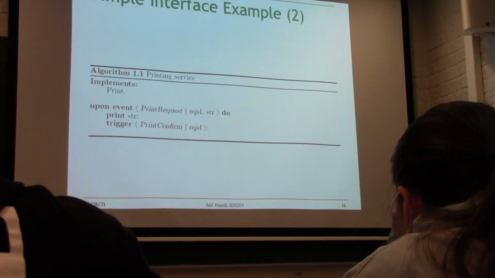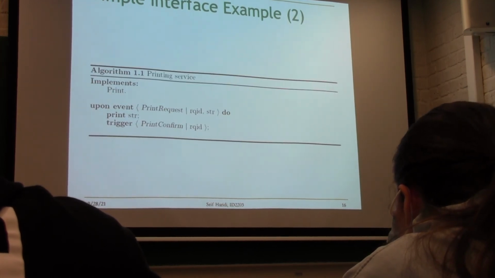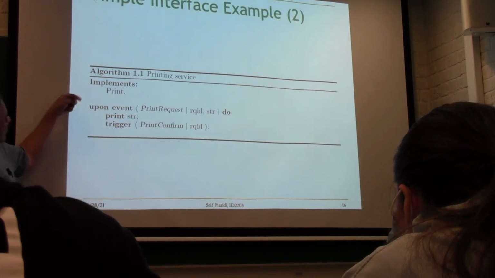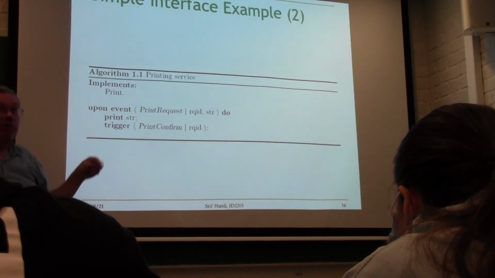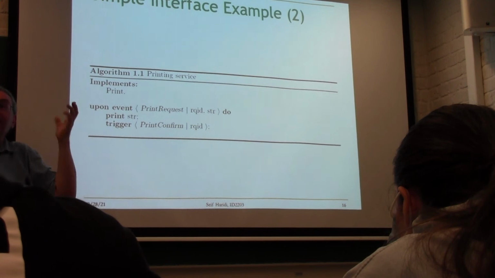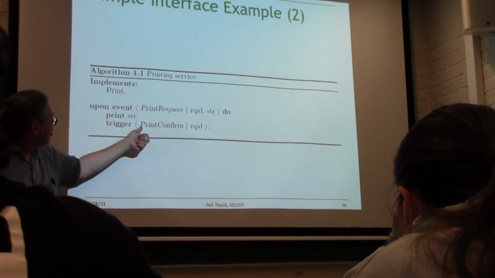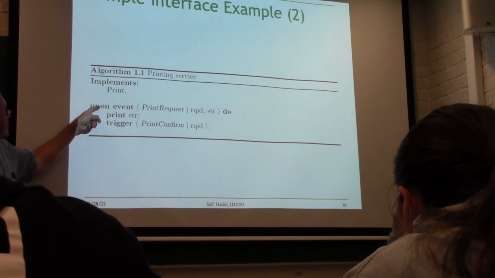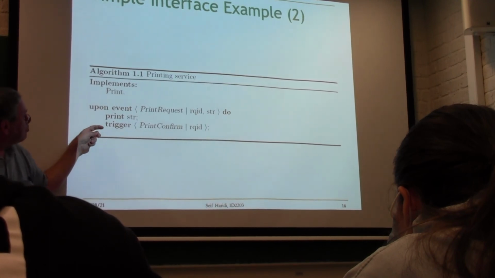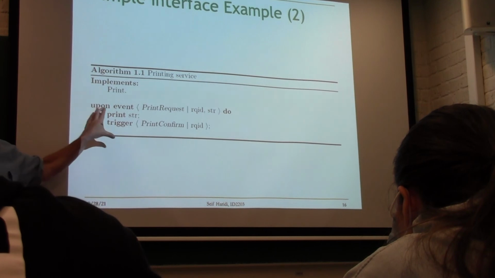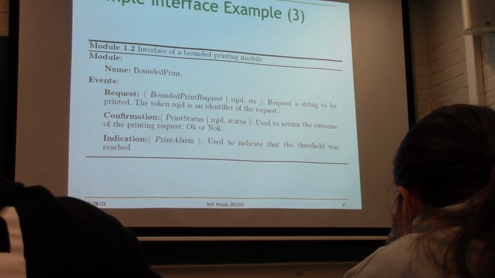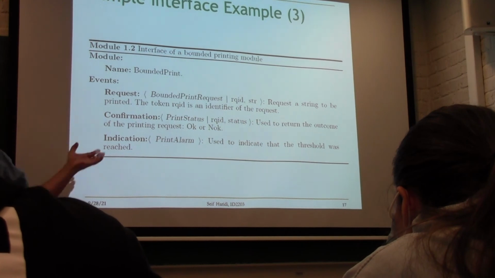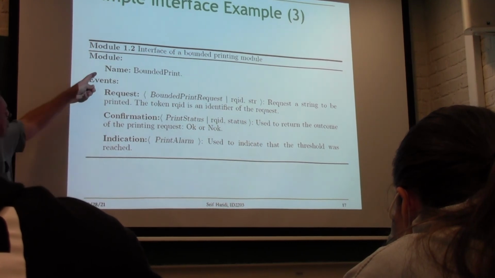And here's the code. Our first piece of code, this is completely trivial. You have only one little box. Upon event print request, I'm assuming that there's an actual function called print here. Print string, and then I trigger print confirm. That's it. Here I receive print request, I send print confirm. This is really simple, but you see the idea. But let me at least show you one or two slightly more complicated ones, because everything else is going to be more complicated later on. So here's bounded print.